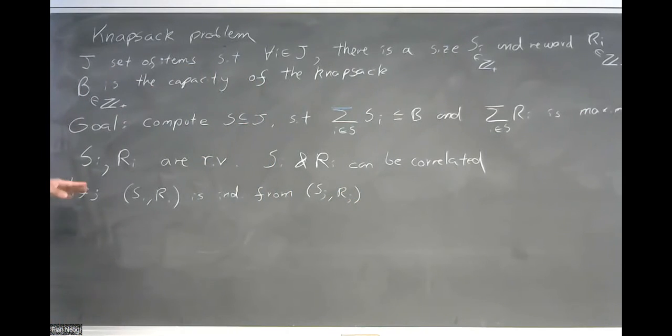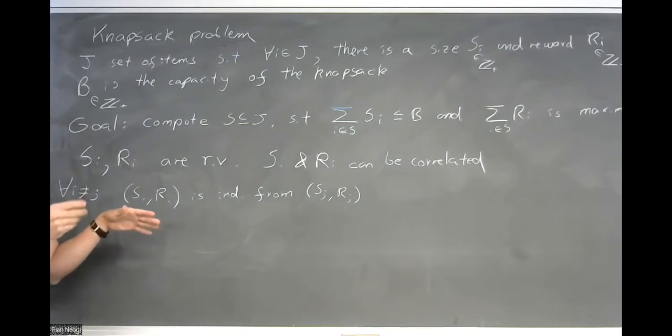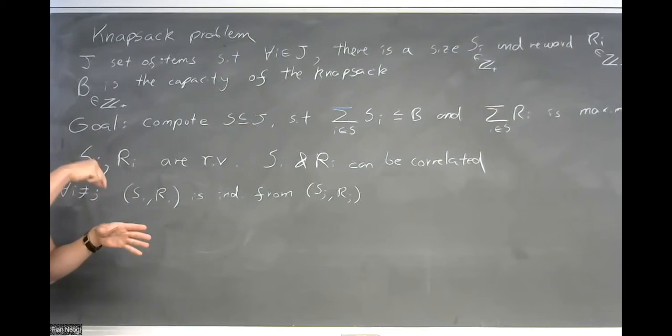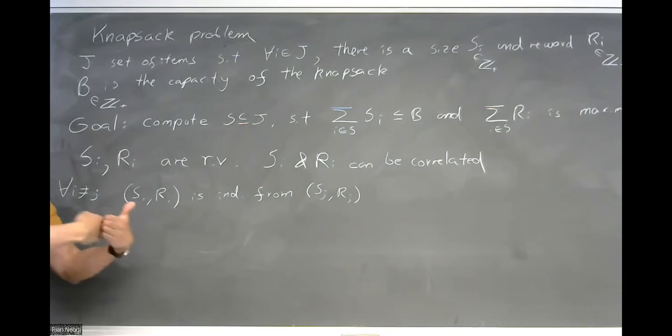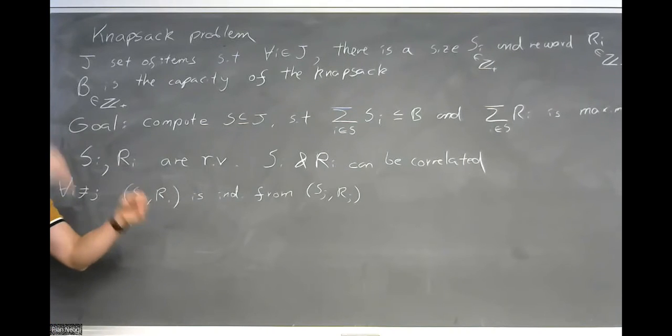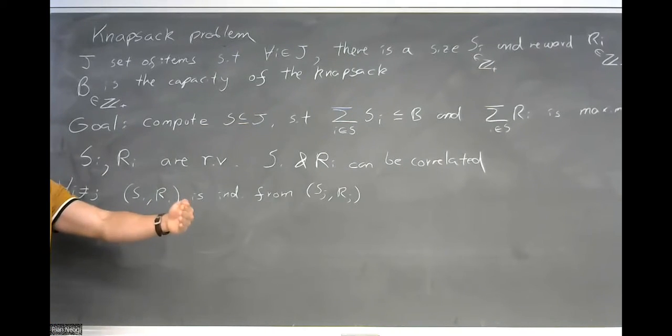And now the goal will be to come up with an algorithm that maximizes the expected value we can obtain by inserting these items into the Knapsack. So in particular, we will assume that we insert one item at a time. Once an item is inserted into the Knapsack, its size gets instantiated. So we don't know what its size is going to be before we insert it, but once we insert it, the size gets instantiated.